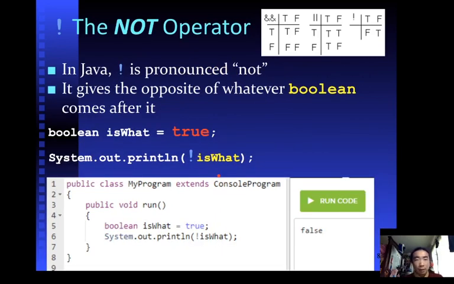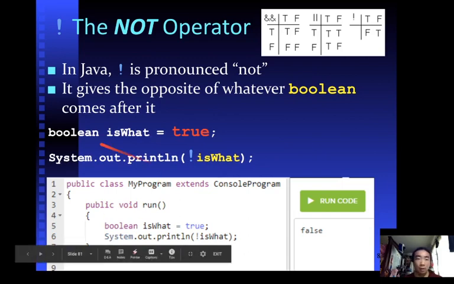So the not operator is a little weird. The ands and ors both took two things on the left-hand side and the right-hand side. They took two expressions. They took two Booleans. So nots only need one.